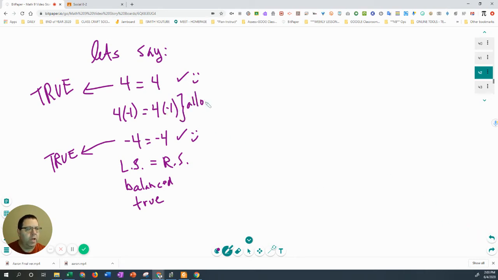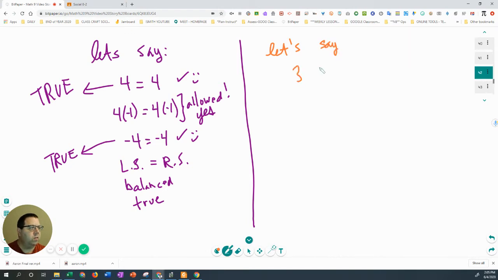Now, what happens on an inequality, though? Let me just switch color. Let's now deal with an inequality. So in this case, let's say you had this. Let's start with a truthful statement: 3 is less than 7. That's true. No problem. We have a happy face. Now, what if we did the same thing we did to this side? In other words, what if we wanted to multiply both sides by -1?